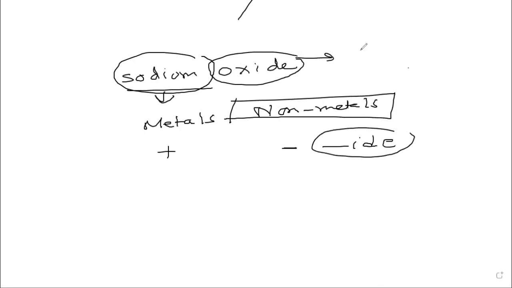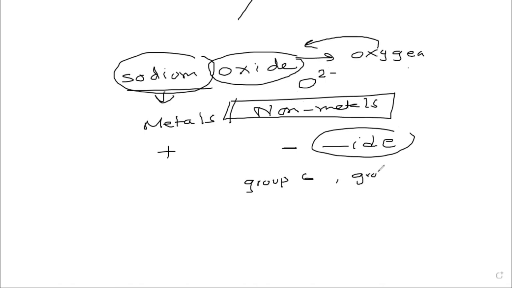So what is actually oxide? It is oxygen. It was oxygen. But when it has participated in the chemical reaction and the charge has appeared over it, now it has become an oxide ion. You cannot say oxygen ion, oxide ion. So all the non-metals, where will you find them? You will find them in group number 6 and group number 7, because we will be needing these two important groups in writing the chemical formula.